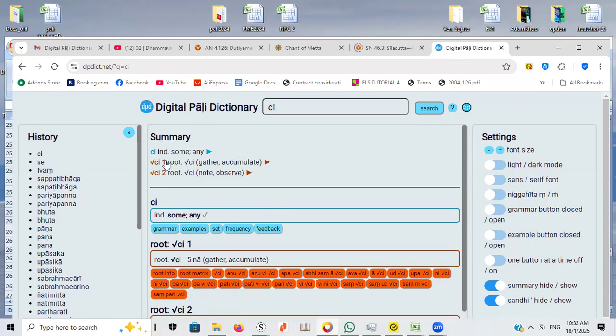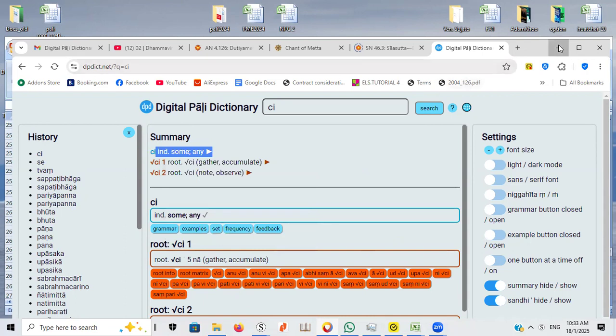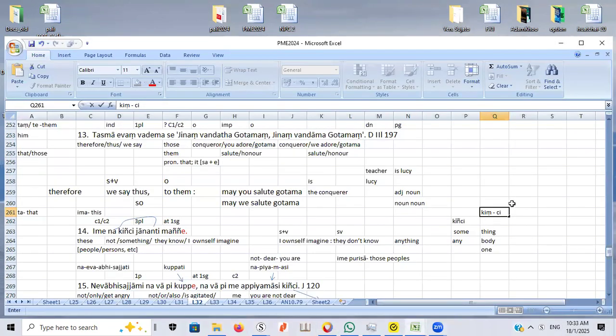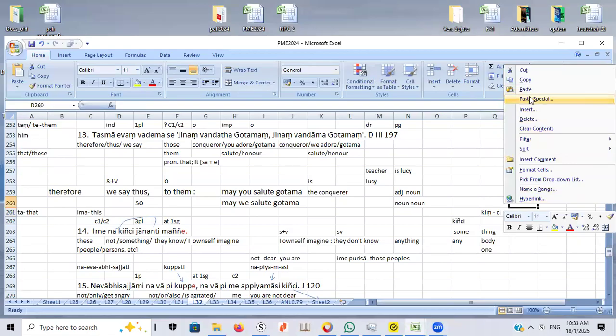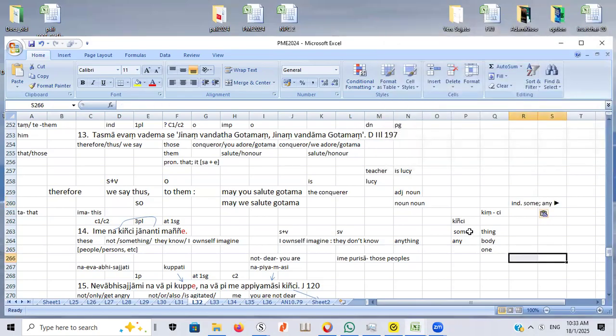You see, the word chi is some and any. The word some and any. Chi can be some things and then any, some and any. So this is how you translate, because what that means is what plus this.